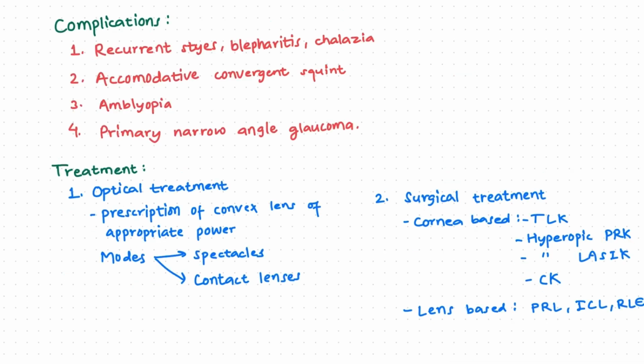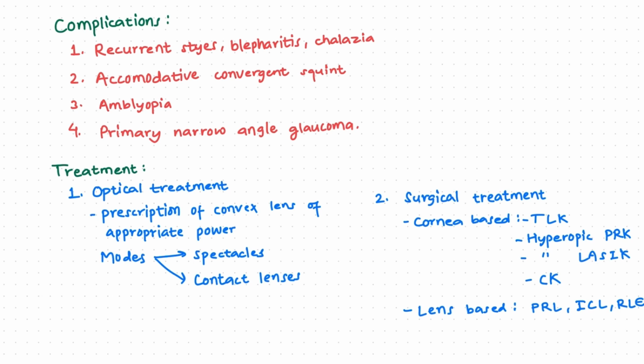Now talking about its complications. Complications include recurrent styes, blepharitis and chalazia. These are probably due to infection introduced by the repeated rubbing of the eyes, which is done to get relief from the fatigue and tiredness due to asthenopic symptoms, right. Now accommodative convergent squint. This may develop in children due to excessive use of accommodation. Third is amblyopia. It may develop in some cases. And finally primary narrow angle glaucoma.